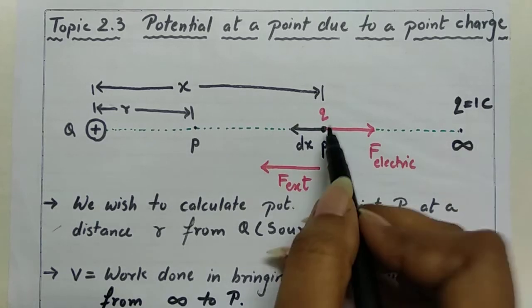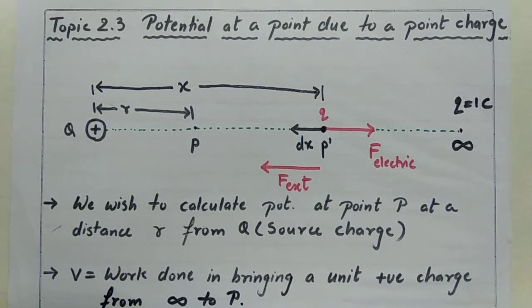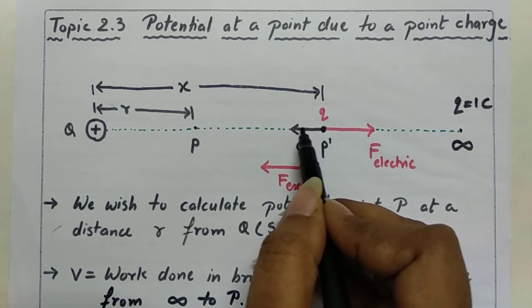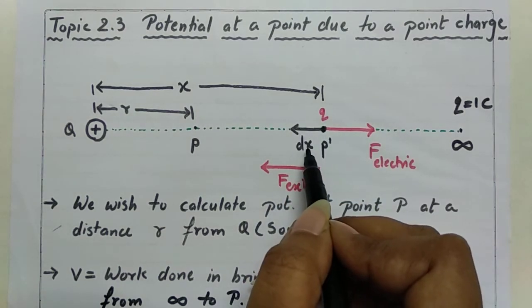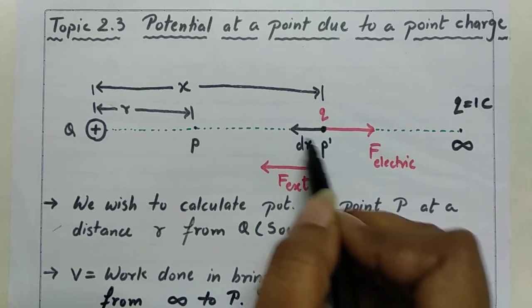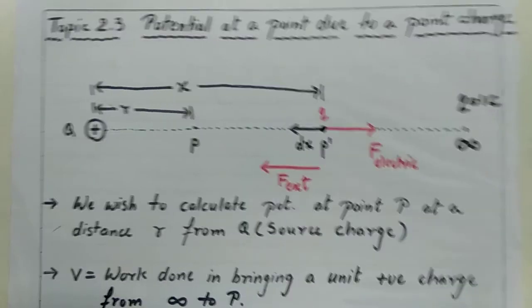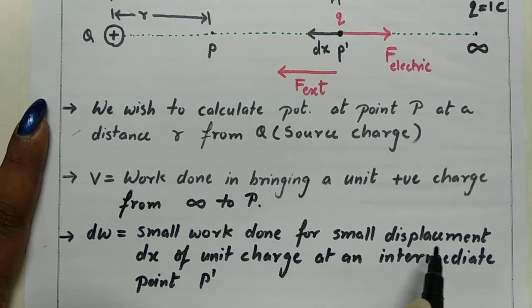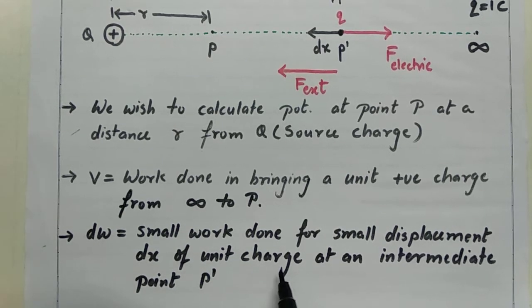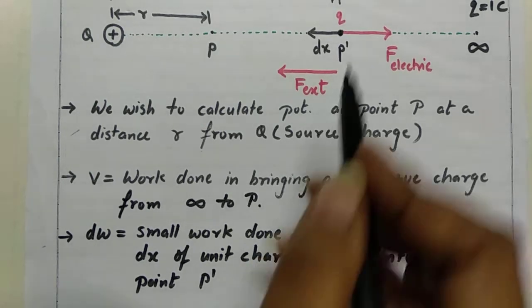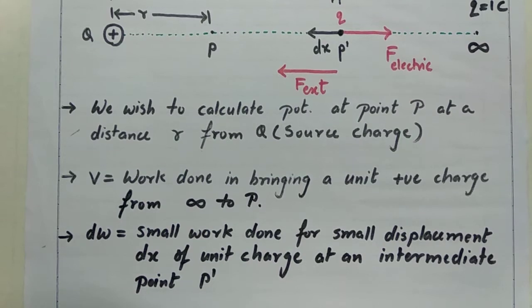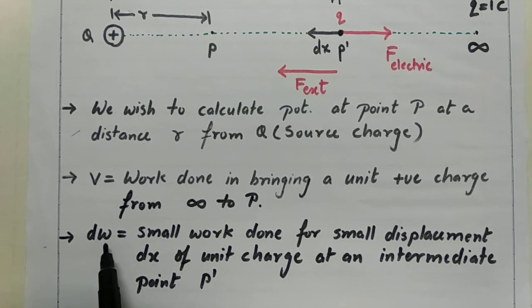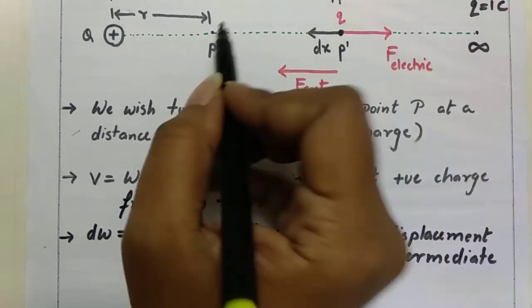So for that, I took one intermediate point and shifted it a little bit, dx. I'll calculate the small work done in this displacement. That will be dw. Here I have written that dw is the small work done for the small displacement dx of a unit charge at an intermediate point P dash. After calculating this dw, to calculate the total work done, I will integrate this dw from infinity to this position.